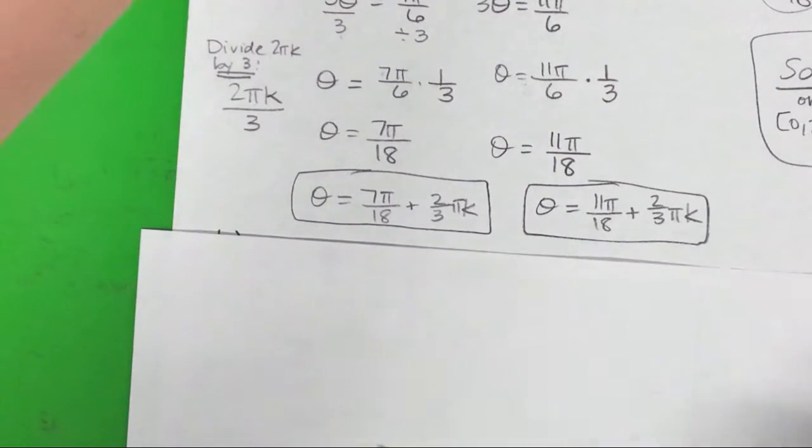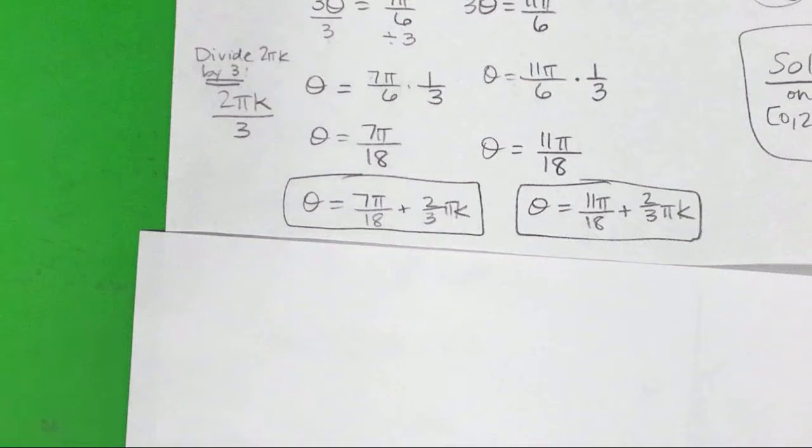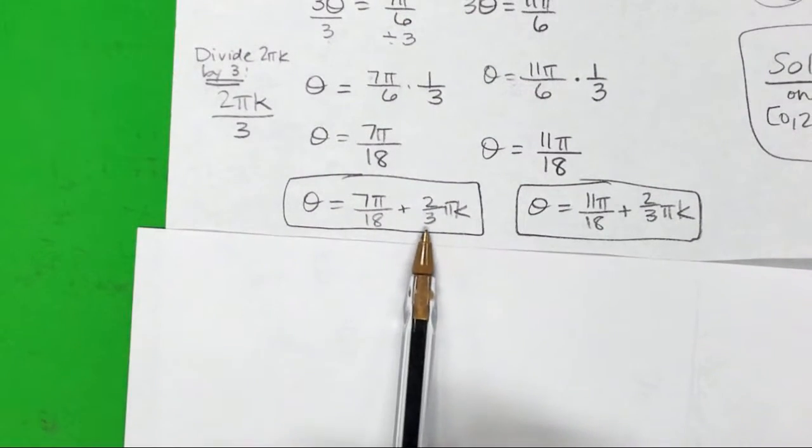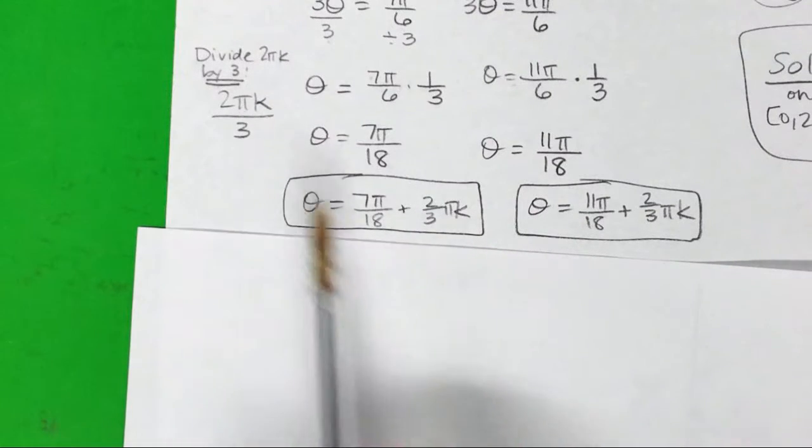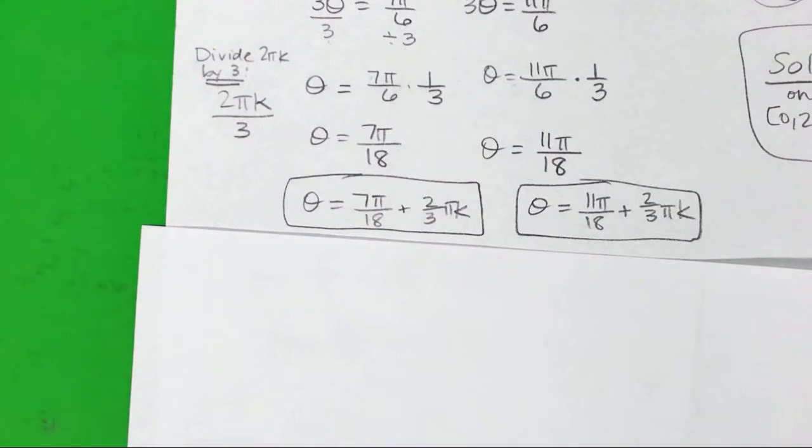The main thing is you do have to make sure that you distribute it to the period value here. So 2 pi k divided by 3 is 2/3 pi k. And that will be your final answer for step 1. Okay, but now we have to do step 2.